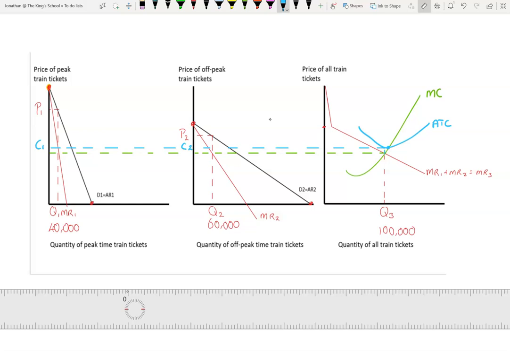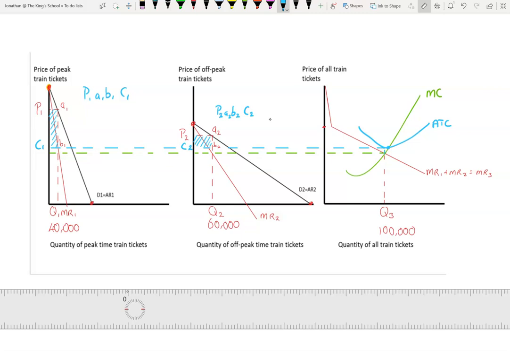And straight away, I can now find the profit that the firm can make in each of its individual sub-markets. So we have a profit of this shaded area here, or P1A1B1C1 in our inelastic market. I also have a profit here of P2A2B2C2 in my elastic market. And my total profit then is just going to be the sum of those two things.